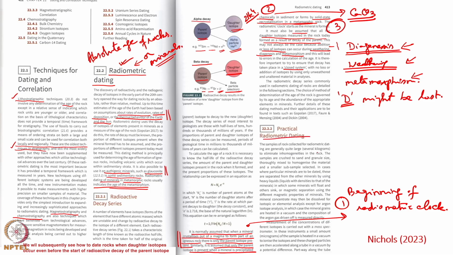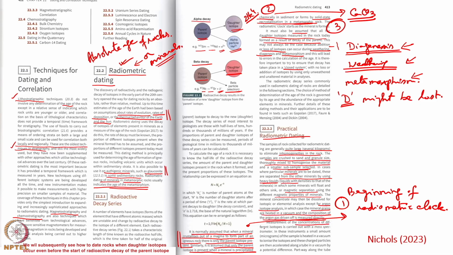How do we go for radiometric dating? Usually several kilograms of rock are collected. The inhomogeneities in the rock are removed. Samples are crushed to sand and granule size and thoroughly mixed to homogenize the material, and smaller subsamples are selected. If specific minerals are to be dated, then using heavy liquids, the desired minerals can be separated. Magnetic separation can be used to separate magnetic minerals. In case of argon isotope analysis, the mineral grains are heated in vacuum and the composition of the argon gas driven off is measured directly.